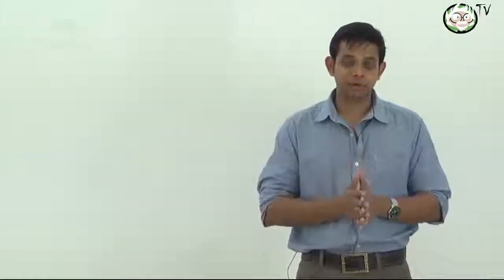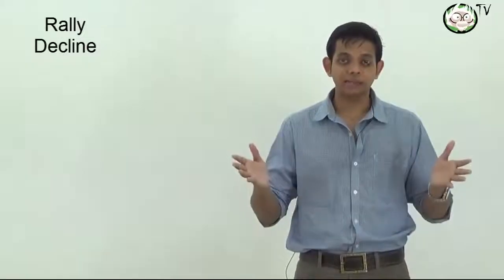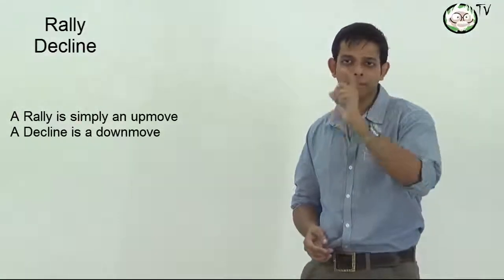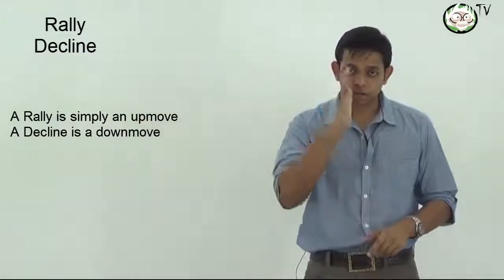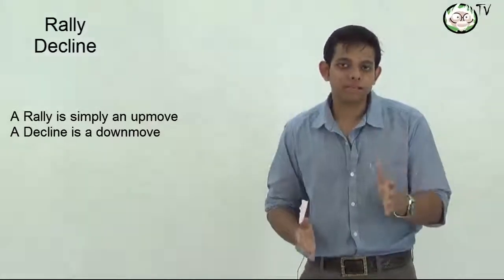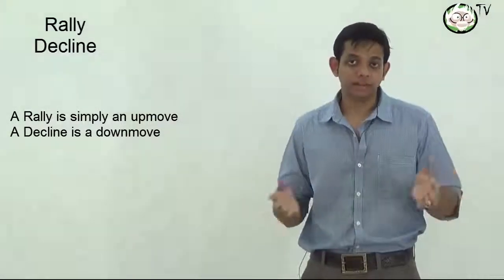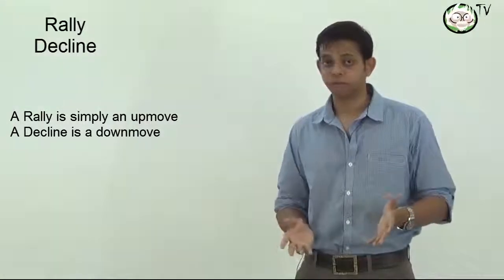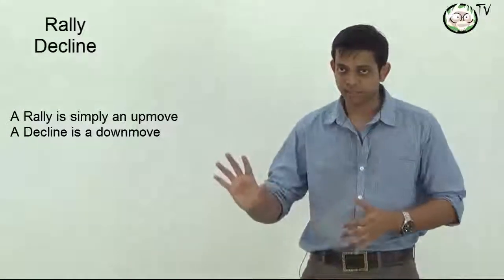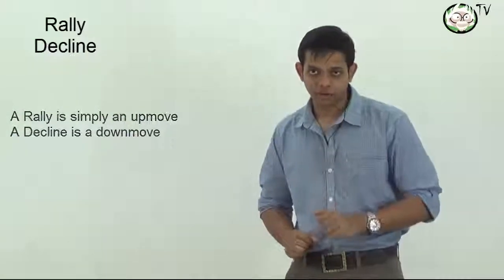So the first thing we're going to learn is about a rally and a decline. A rally and decline are seen on a per bar basis, meaning we're looking at only one bar and the next. Simply put, a rally is simply an up move and a decline is simply a down move. They together form something more important, which we'll discuss later. Let's look at a rally first.